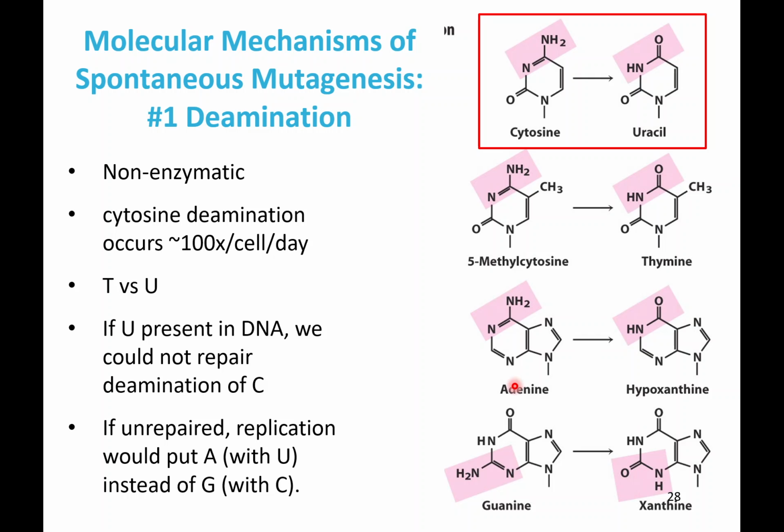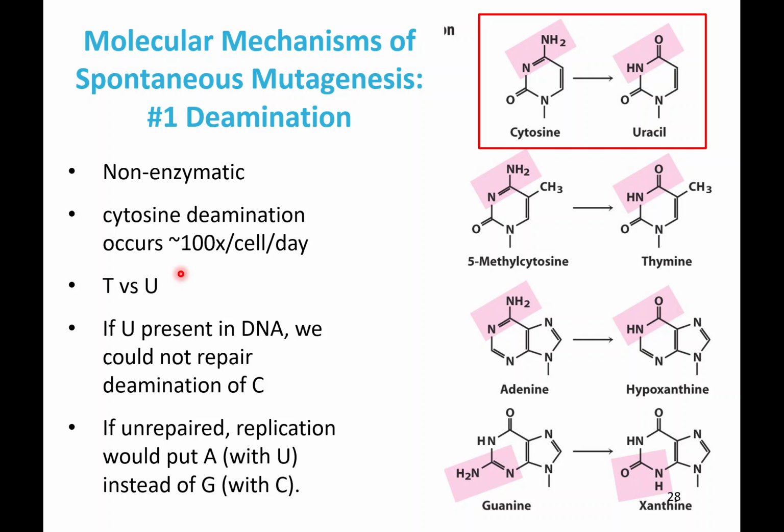Okay. Adenine, when you lose that, you get a carbonyl here, and that's what we refer to as hypoxanthine. Okay, that's not one that you have to memorize the structure of. Okay, and then finally, guanine also has an NH2 group, an amine group, and when it loses that, it forms what's known as xanthine. Okay. For the cytosine deamination, that occurs about 100 times a day per cell. So if you're looking at a given cell, that's going to happen 100 times per day in that cell.